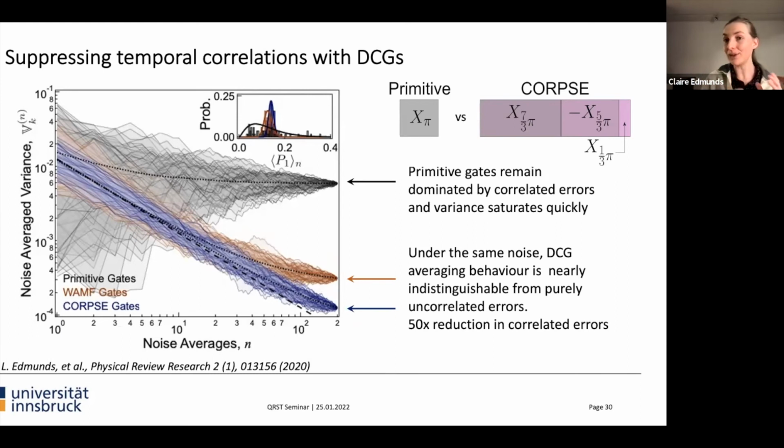I've taken the same sequences and now applied a combination of correlated and uncorrelated noise simultaneously. When you use primitive gates, you find that the distribution remains broad. The variance rapidly saturates because we're dominated by the correlated noise component and the circuit structure. With the same noise and the same sequences, if we replace the gates with DCGs, either WAMP or QUARPS in this case, we recover the 1/n type scaling as if there was only uncorrelated noise present. And sure enough, we measure a 50 times reduction in the correlated noise component. We also see an 8 times increase in the uncorrelated noise component.